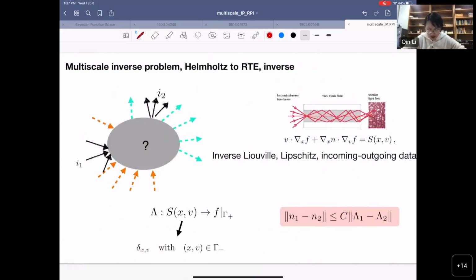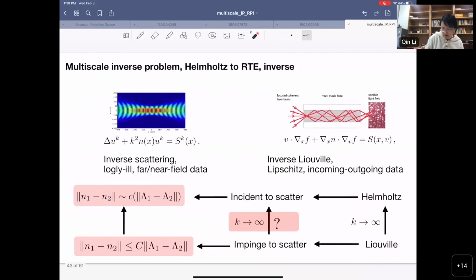On the other hand, the inverse Liouville or the inverse radiative transfer is a well-posed problem. You tell me the light that gets sent in and you collect the light that goes out. This light information is used to reconstruct your media, and this reconstruction is Lipschitz stable. So we wanted to ask what happens when you transform from Helmholtz to Liouville as the frequency goes to infinity. The data structure must have changed so that your problem changes from an ill-posed to a well-posed problem. So what happened over there?